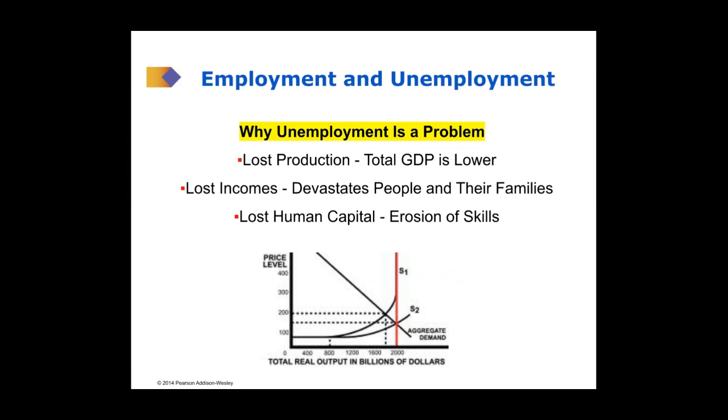So the first question is, why is unemployment a problem? Well, there's a number of issues. The first one is that unemployment represents lost production. Our total GDP is lower when we have higher unemployment. When people can't work, they're not producing anything, and when they're not producing anything, that means there's less goods and services that are produced, and the GDP is lower.